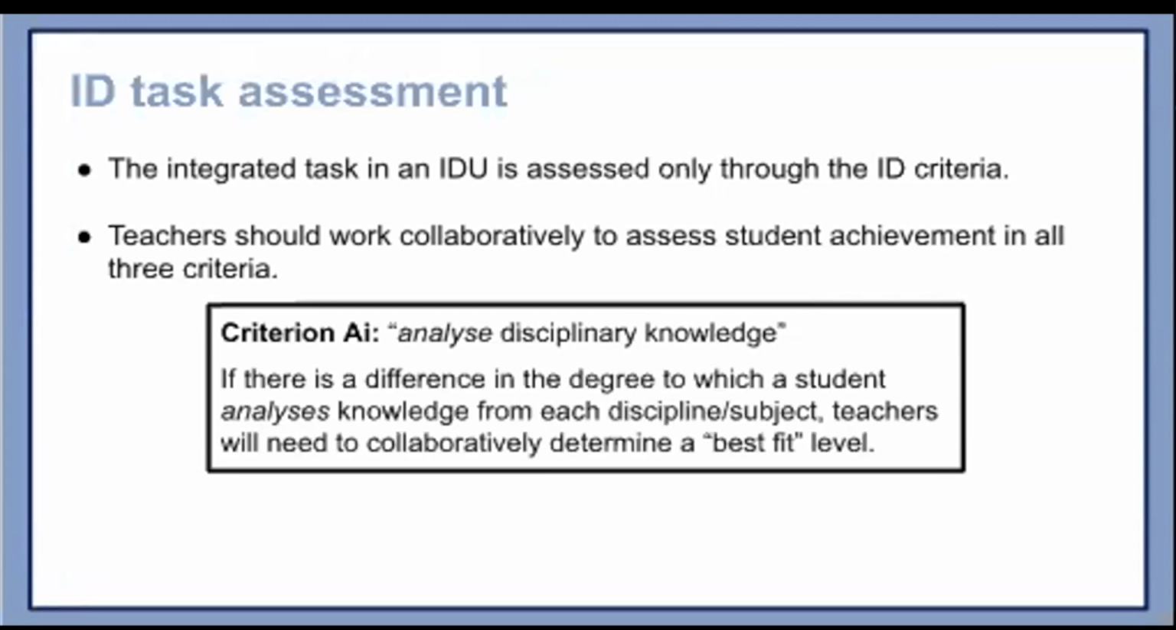If there's a difference in the degree to which a student analyzes the knowledge from each discipline or subject, the teachers will still need to collaboratively determine the best fit level, right? They might do an excellent analysis of the sciences knowledge and not so great of the mathematics knowledge. Let's just pretend. Yeah, so the teachers will need to, of course, provide formative support to make that mathematics analysis more robust. But in the end, if there's a difference, the teachers will need to figure out a best fit level of the analysis itself.